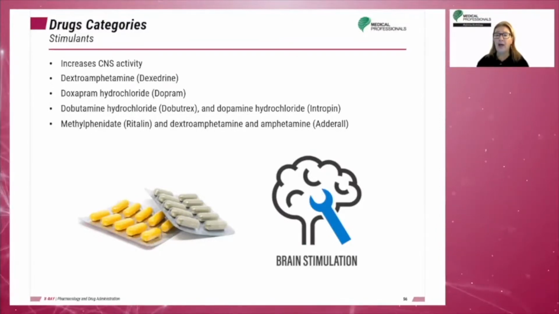Dobutamine hydrochloride or Dobutrex and dopamine hydrochloride, or Intropin, stimulate the myocardium of the heart and are administered parenterally to treat conditions such as hypotension and shock. Methylphenidate or Ritalin and dextroamphetamine and amphetamine or Adderall are used to treat hyperactivity in children.